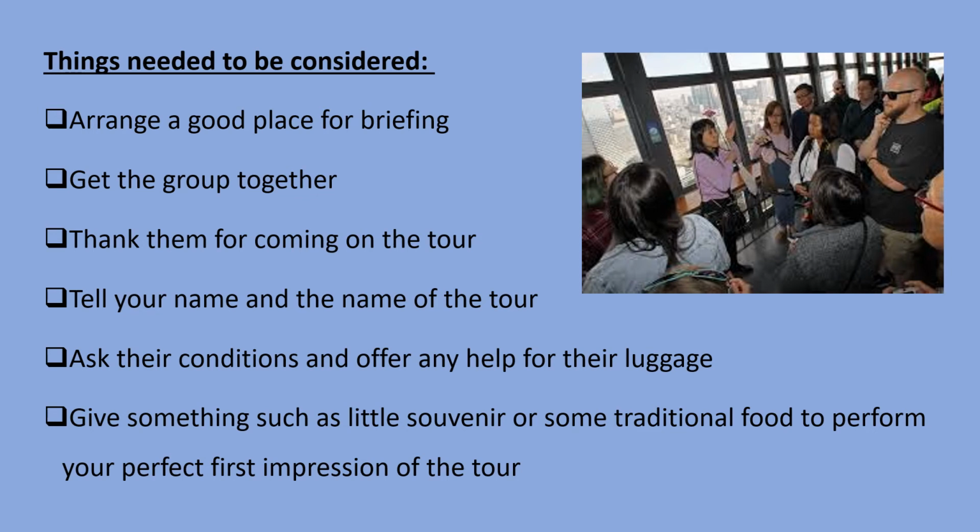There are some points that you have to consider when giving a briefing. The first one is to arrange a good place for the briefing. Make sure the place is comfy and also safe. And the second one is to get the group together. You can ask them to gather in one place and pay attention to your explanation.